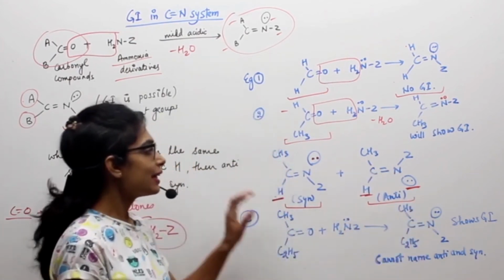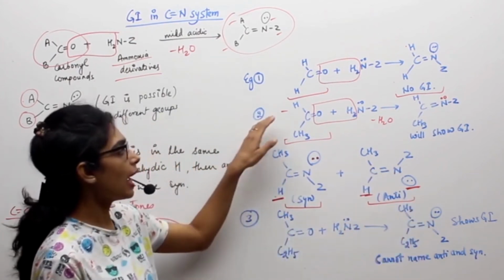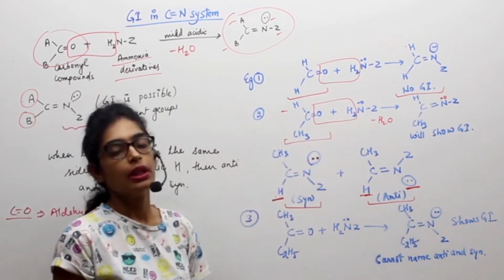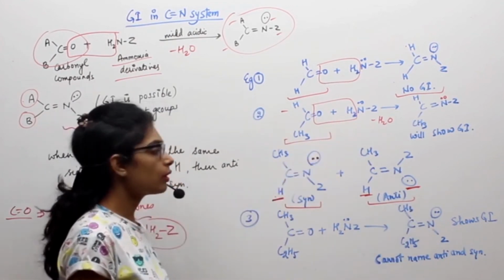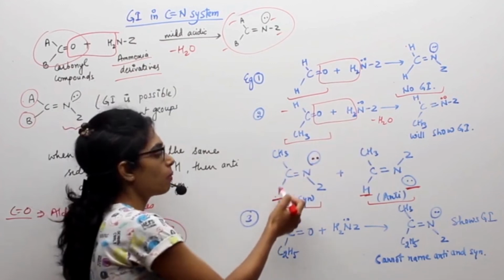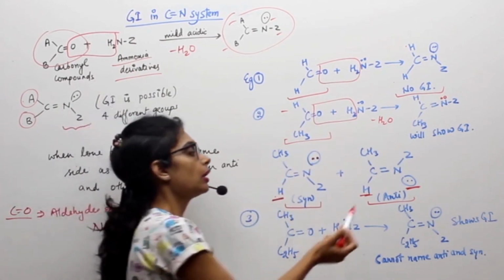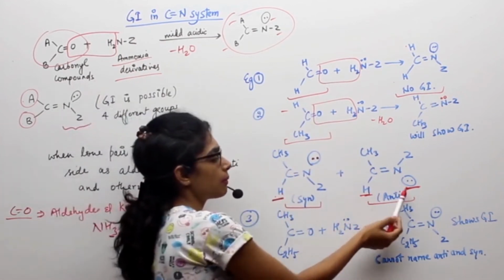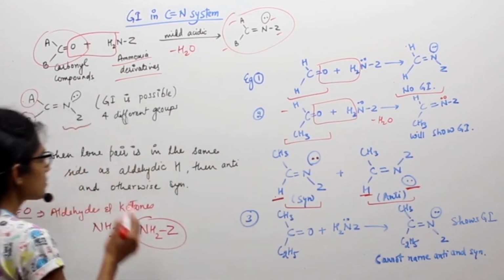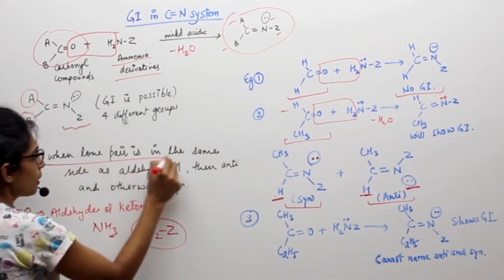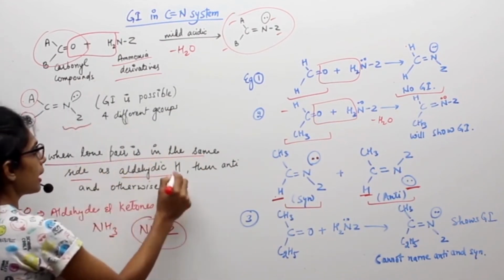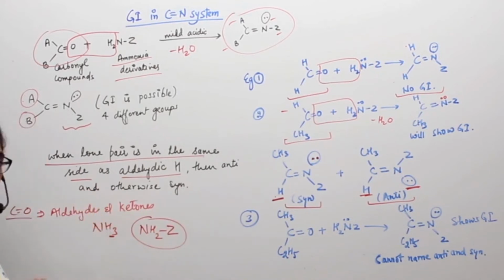This is specifically for the cases where aldehydes are going to react with the ammonia derivatives. So you can remember it either way. Lone pair is opposite to the aldehydic hydrogen, and the lone pair is in the same plane as the aldehydic hydrogen. So I have just mentioned the same thing over here. When the lone pair is on the same side as the aldehydic hydrogen, then anti, otherwise syn.